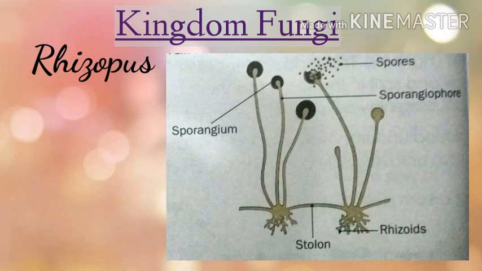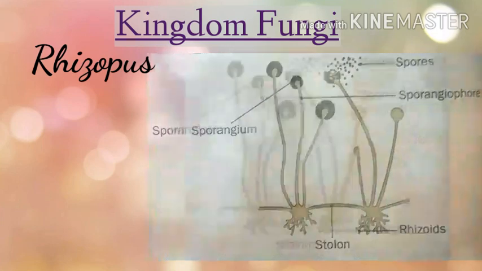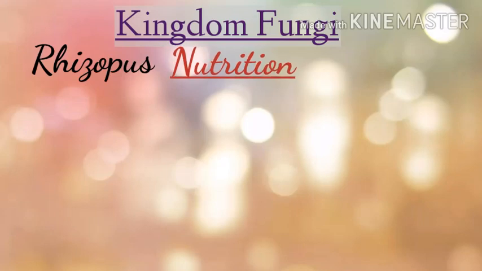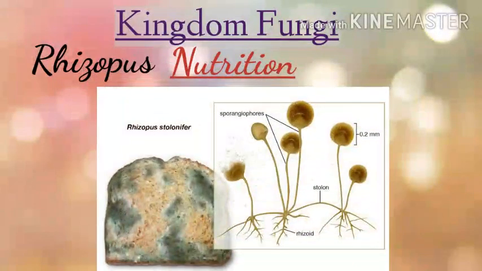Today, let's first discuss nutrition in Rhizopus. You know, all living organisms need food to grow. How does a fungus get its food? The organisms belonging to the kingdom fungi are mostly saprophytic or parasitic in nature. So, Rhizopus is also saprophytic. That means they get their nutrients from dead or decaying material, so they will be mostly seen growing on dead matter.